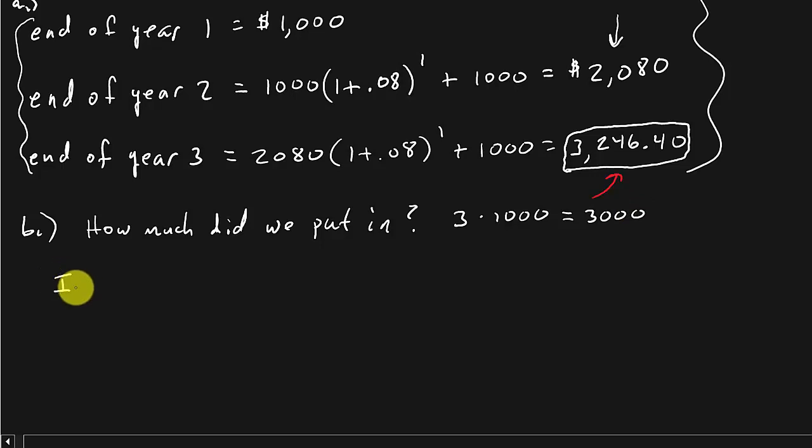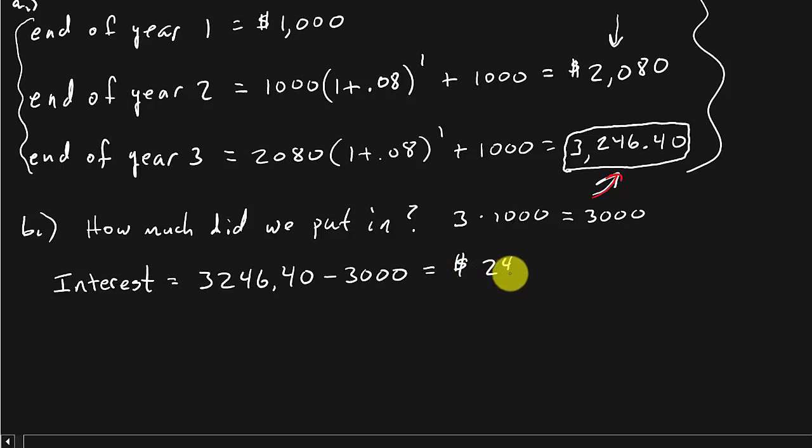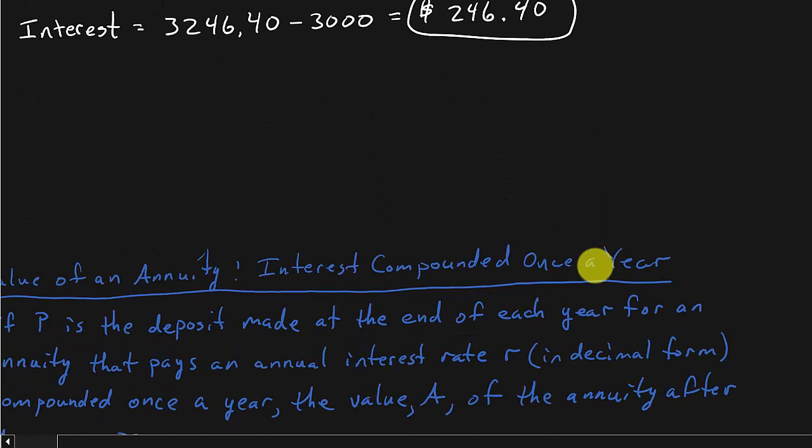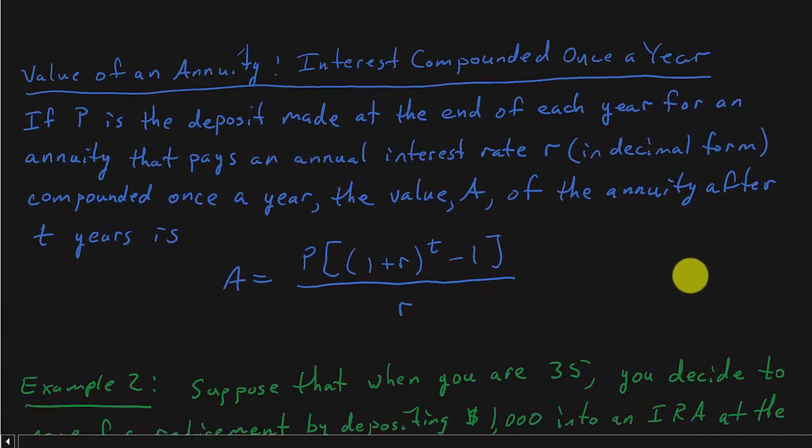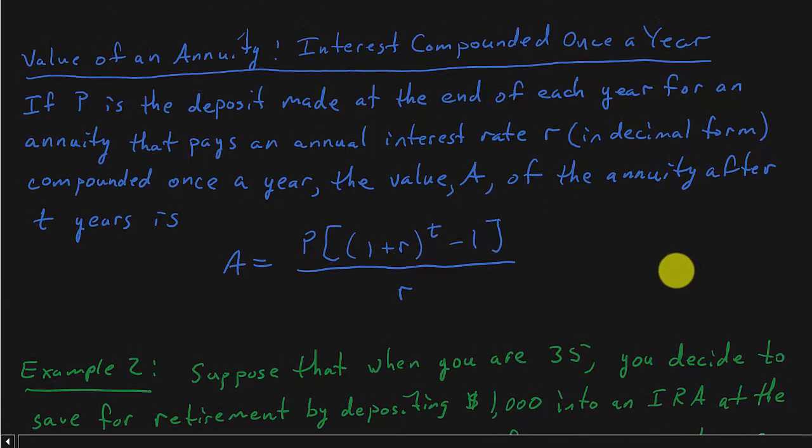So the interest is equal to this amount here, the $3,246.40 minus the $3,000, which is going to be $246.40. And so that would be your interest. All right. So now let's come down here, and thank goodness we don't have to work the problems like that anymore. That's just to give you an idea of what's actually going on.